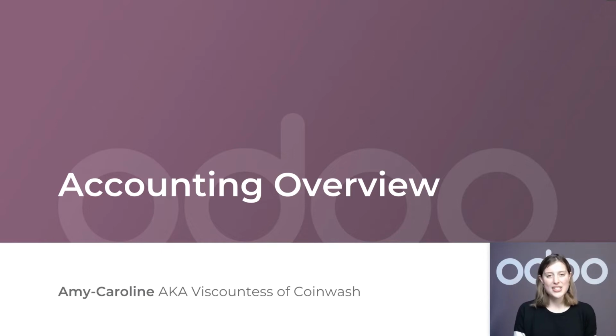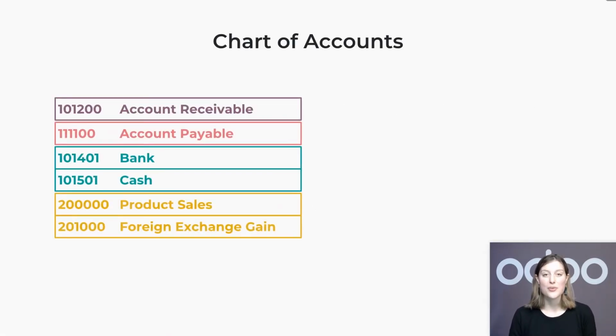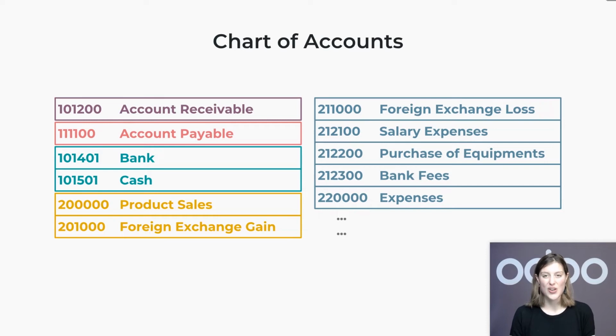Now, before diving into the how-tos, let's start by reviewing a few key concepts that are at the core of our accounting app, starting with the chart of accounts. It's a list of all of the accounts in which we can classify every financial operation. For example, there can be accounts such as account receivable, where we add what our clients owe us, or a cash account that is dedicated to keeping track of the transactions involving cash.